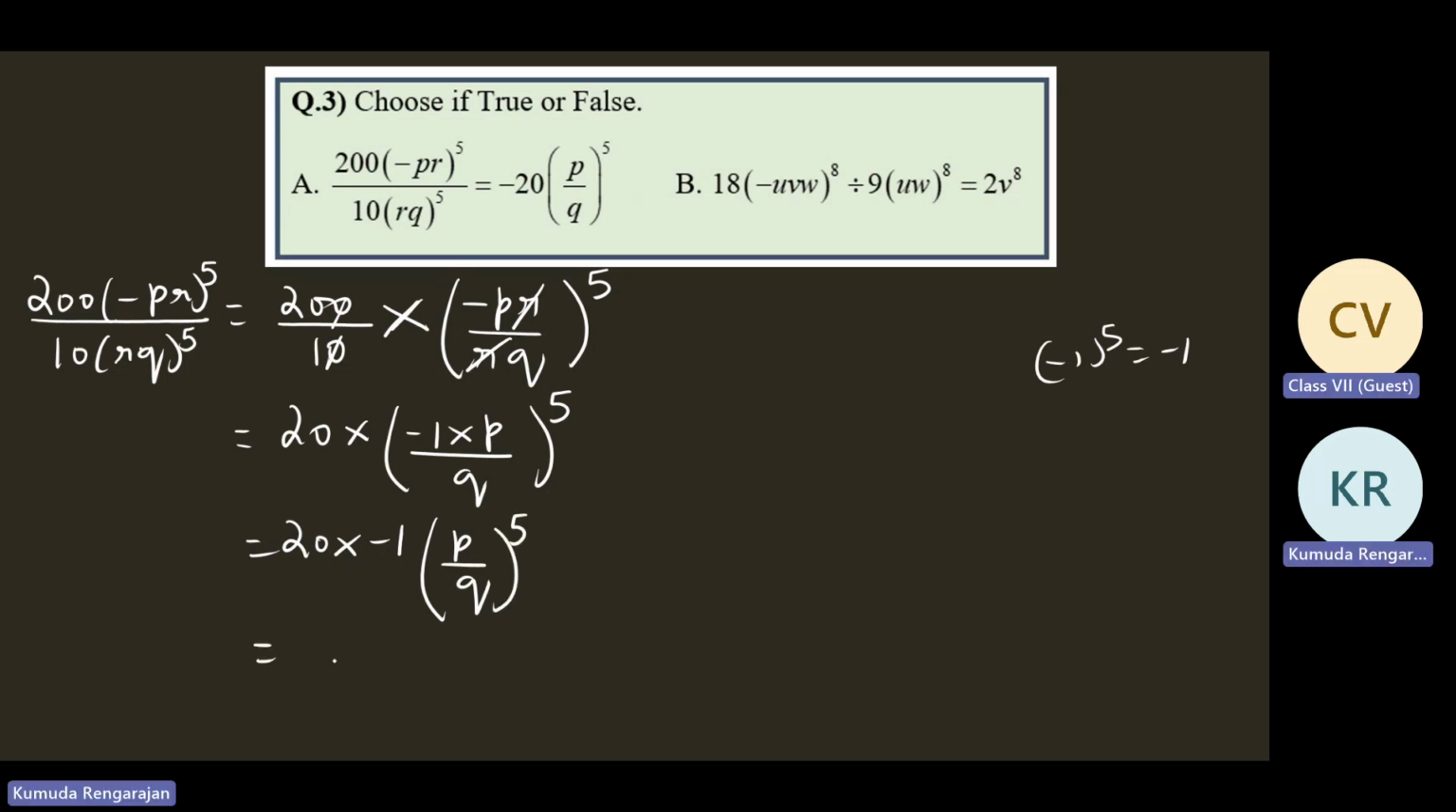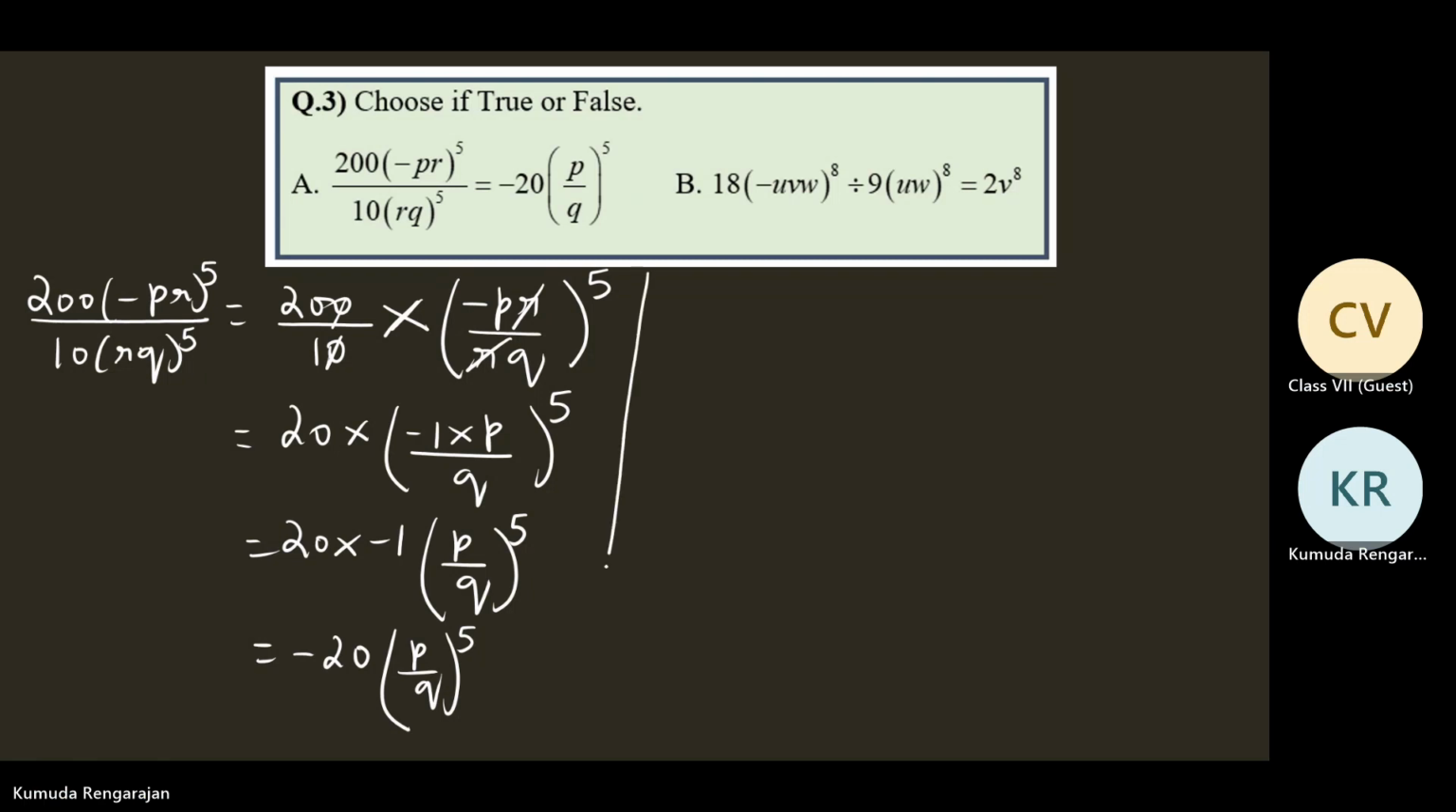Now, what is 20 into minus 1? Minus 20. Minus 20 bracket P by Q, the whole raised to the power 5. Very good. So it's true. Understood? Now let's do the second one.